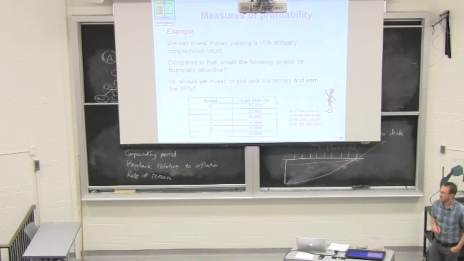And the idea here on slide 38 is you've got $91,000 to invest. So you're going to sink in $91,000. The first year you're going to get $20,000, then $40,000, then $40,000, then $40,000, then $30,000. Should you invest in that project, or should you instead take your money and simply deposit it in a bank account and get 15% interest?